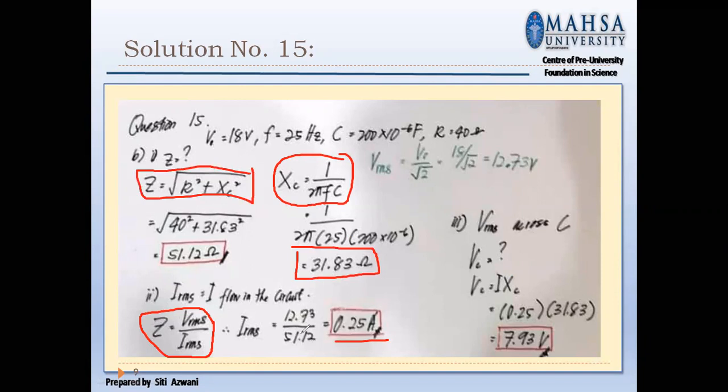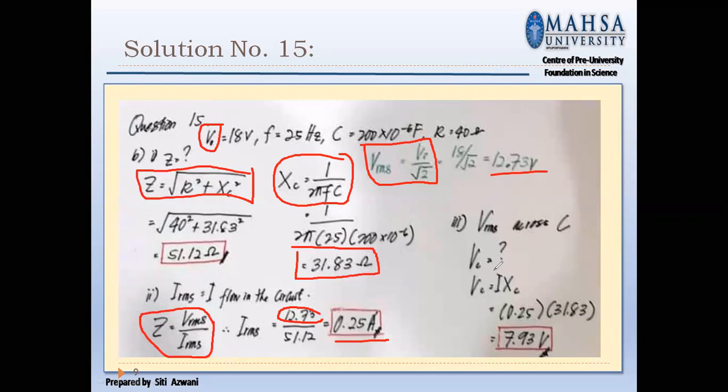How to calculate the VRMS here? You are given the value of your V naught. So refer to the formula: VRMS equal to V naught divided by square root 2. First calculate the VRMS, 12.73 volt, then substitute into your formula here. Then you got the answer for the IRMS, 0.25 ampere.